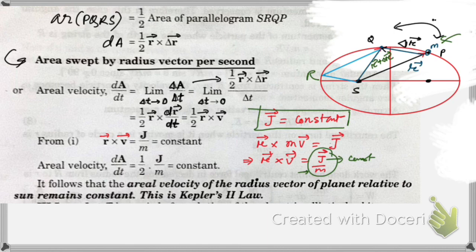So here in this equation, r cross v can be replaced by J by m. So dA by dt, the areal velocity, is given by half J by m, which is also constant. So Kepler's second law is proved. Hope you have understood this. Now let's move on to the next.